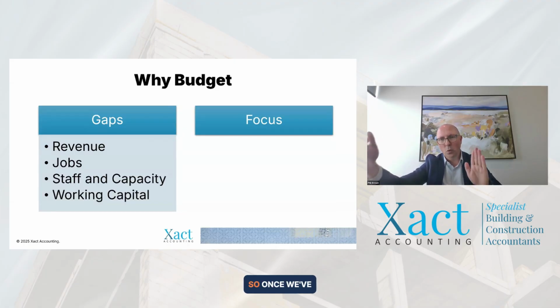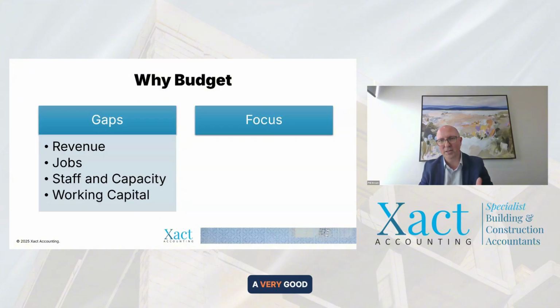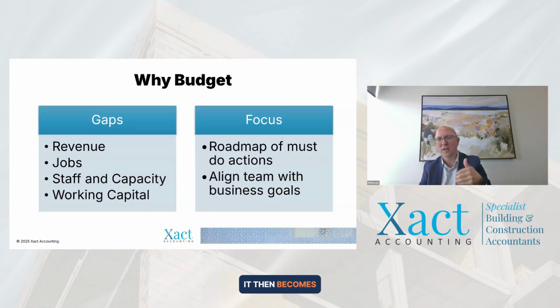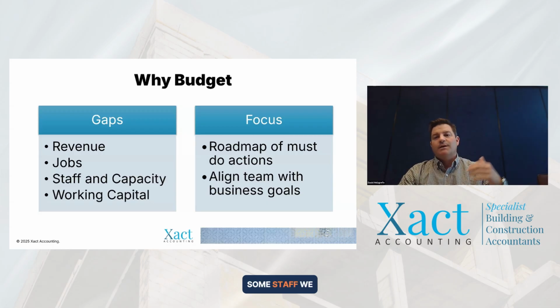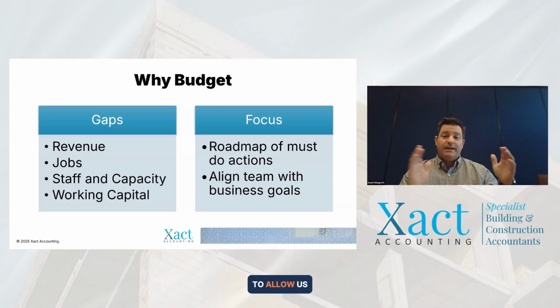Once we've done that, it becomes a very good focusing tool. We've got our scorecard and our roadmap for the year. It becomes a focusing tool for what we need to do to run down that number. I say the end of the year, but this is how the year is going to play out. Yeah, correct. And it gives us a roadmap of all the actions we must take. We must hire some staff. We must get some extra subbies. We must get some more working capital. So it allows us to focus on the things we have to hit to allow us to hit our budget.